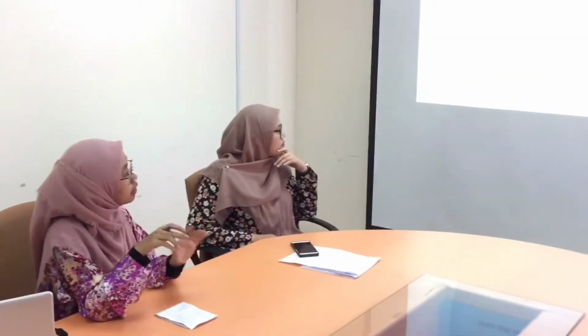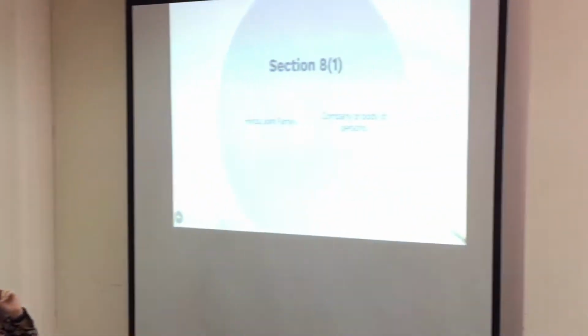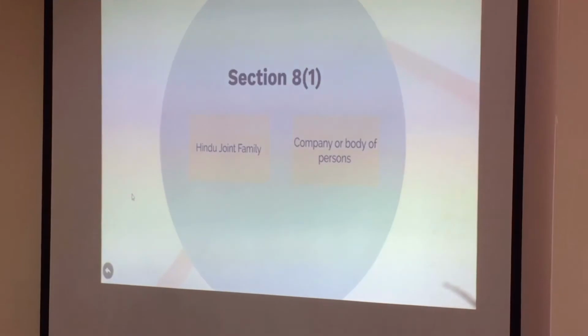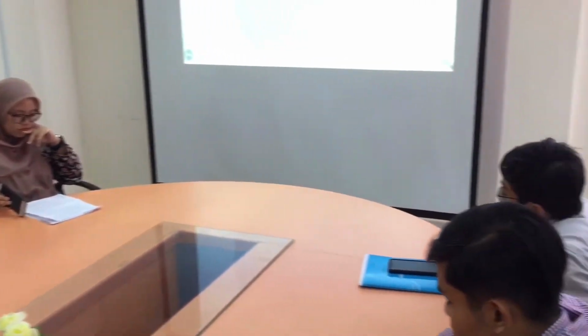Firstly, for Section 8 Subsection 1, there are two divisions: first for Hindu joint family, and also company or body of persons. So what is a company? A company, as we all know, is given legal status by the Companies Act 2016 to enter into a business transaction. While the body of persons refers to a club, trade association, cooperative society, trust, and also estates.